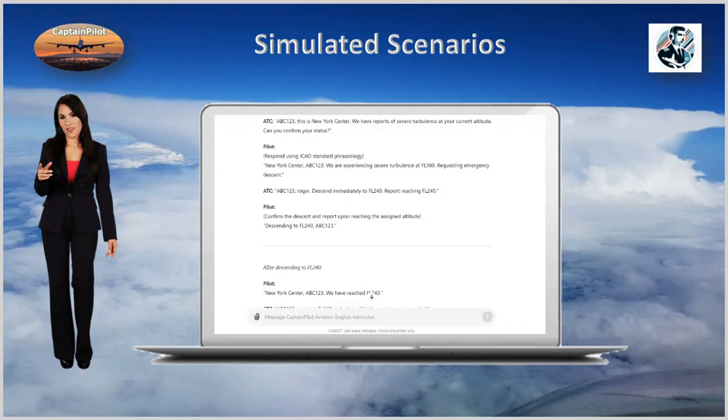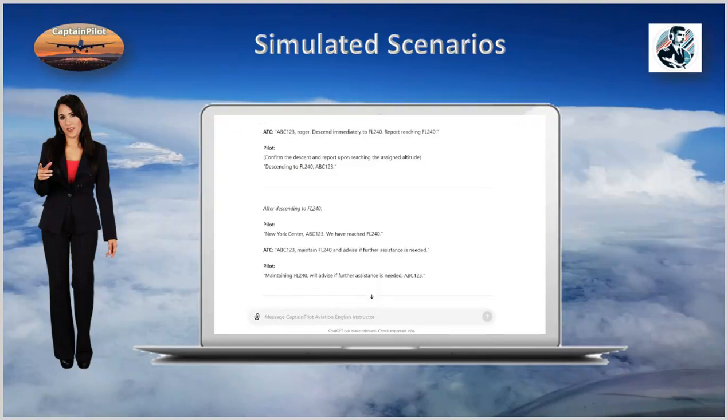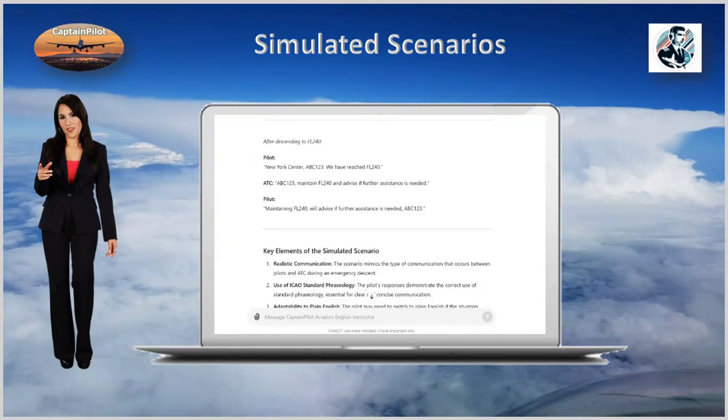Pilot: Descending to FL 240, ABC 123. After descending to FL 240: New York Center, ABC 123, we have reached FL 240. ATC: ABC 123, maintain FL 240 and advise if further assistance is needed. Pilot: Maintaining FL 240, will advise if further assistance is needed, ABC 123.